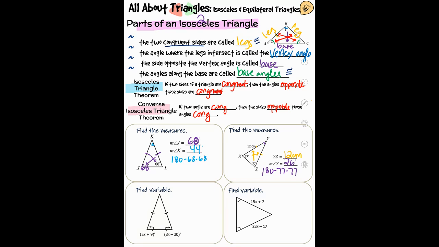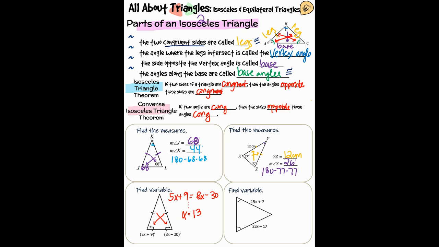So the same is true. We can do all of this with variables. So if our sides are congruent, then the angles opposite of them are congruent. So what does that mean? That means that 5x plus 9 equals 8x minus 30 because those two angles are congruent. So I do my math, solve for x, x equals 13.